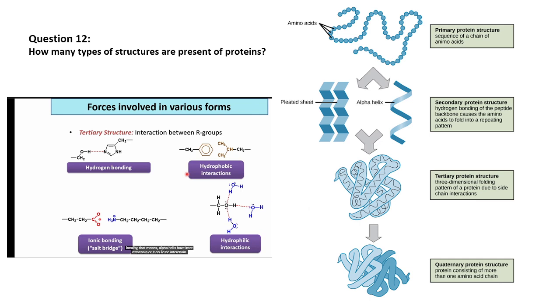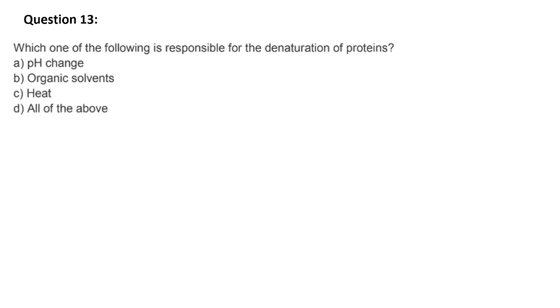Which of the following is responsible for denaturation of the protein? Very simple question. pH change, organic solvent, heat, all of the above. Can changing the pH lead to the denaturation of the protein? Let's have a discussion and understand how and why. All of the above. Okay, why do you think changing the pH will denature the protein?